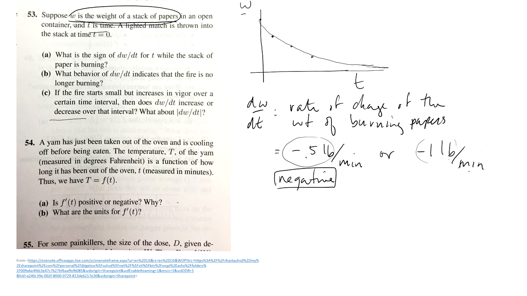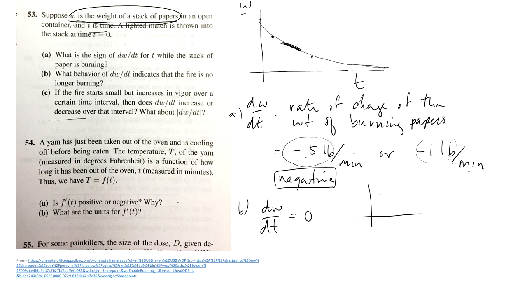Another way to look at it is the rate of change is the slope of the tangent line. And the slope of the tangent line is, of course, negative as you look at it. So there's A. B. What behavior of dW/dt indicates there's no longer any fire burning? Well, if there's no fire burning, the weight is not changing, so that means it's going to be 0.